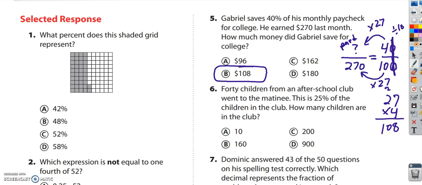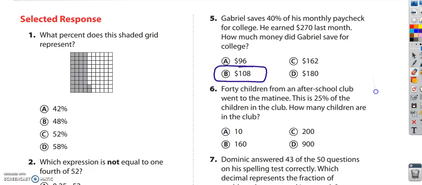Question number 6. 40 children from an after-school club went to the matinee. This is 25% of the children in the club. How many children are in the club? I'm going to go ahead and erase from what I did before and do my work right here. And it says 25%.